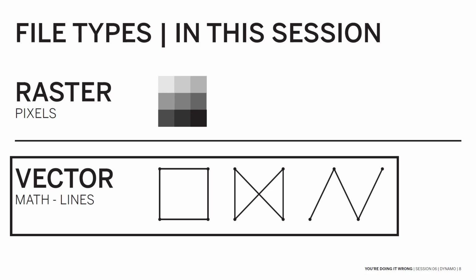The file types in this session will be vectors, which, if you go back to previous sessions, are mathematically based elements that are infinitely scalable and are either a direction and a magnitude or a connection between 2 points. Go back to previous sessions to learn more about vectors.